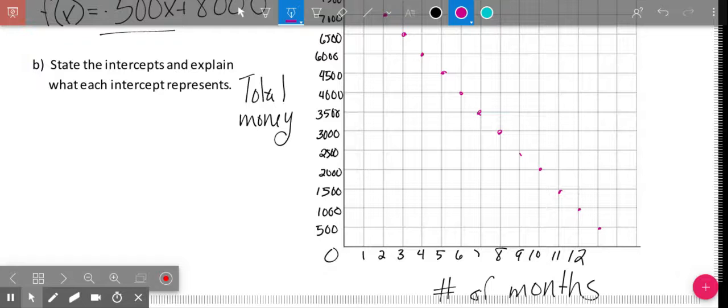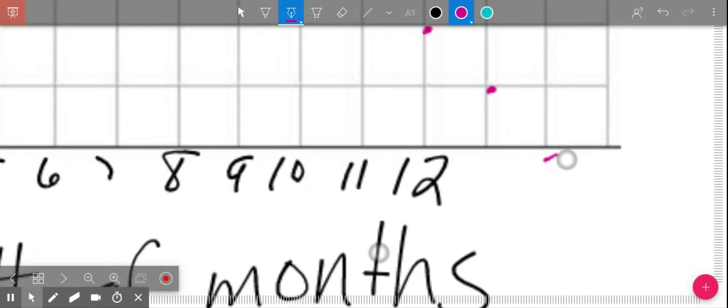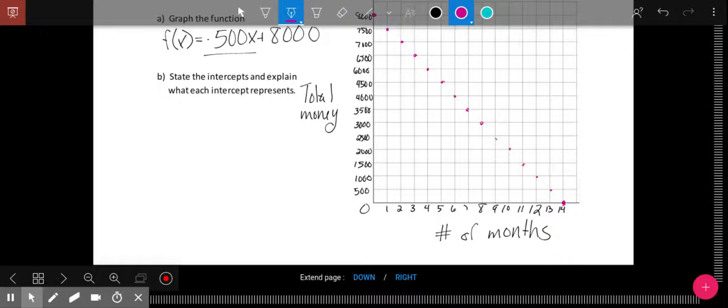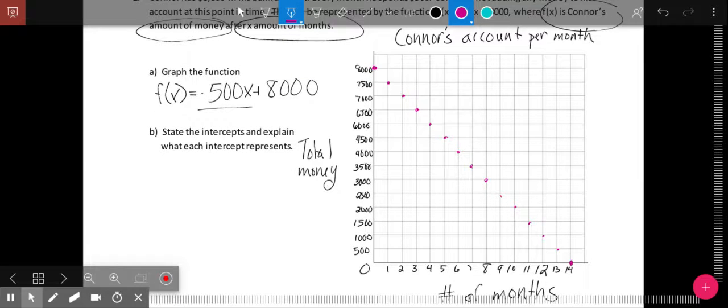Oh, I didn't go far enough on my scale. So that should be 13 and 14. There should be a point right there. Awesome. Now, it's not just enough to draw on my points. We're talking about a function here. So we do need to connect it, because we're talking about all the points in between the points too.